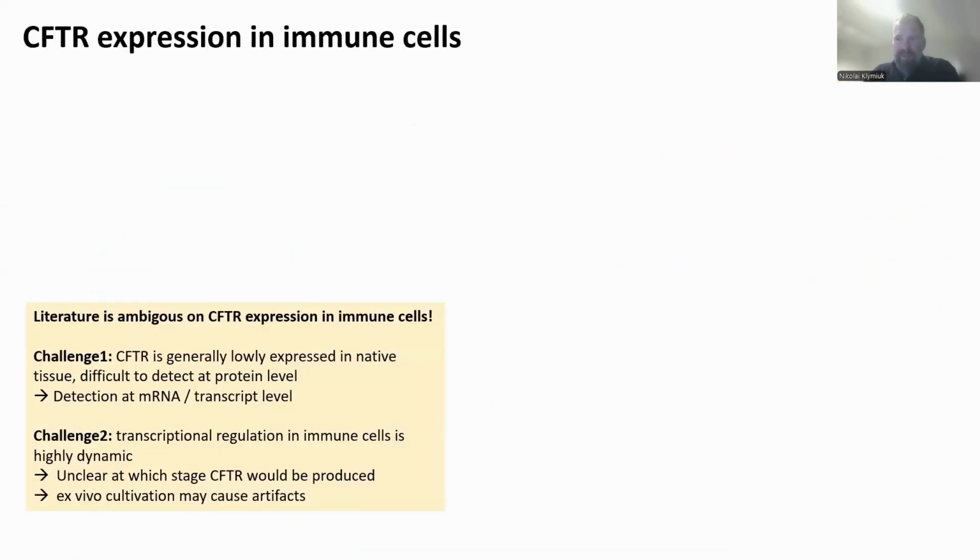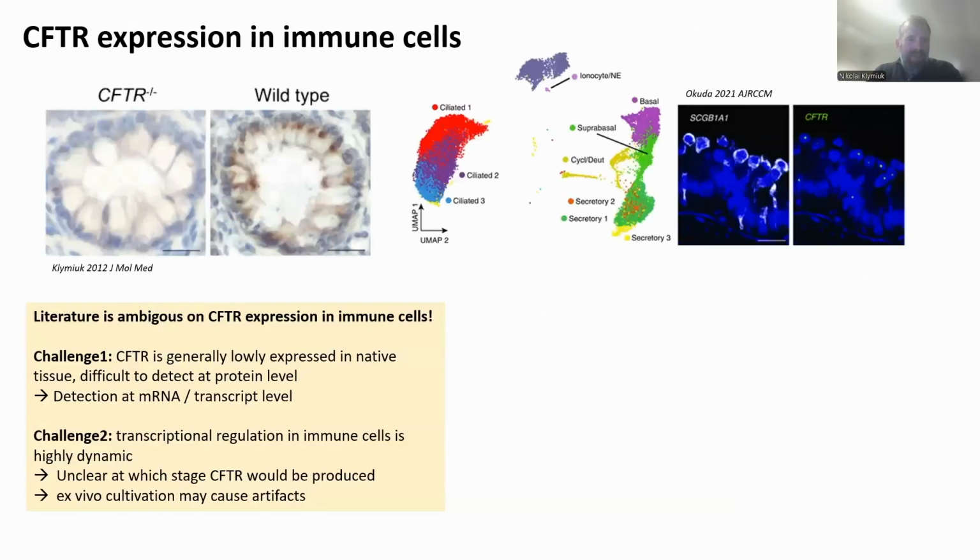The last question is a bit controversial, I have to admit. The question for CFTR expression in immune cells is compromised because the literature is ambiguous on CFTR expression. One of the major reasons is that CFTR is generally lowly expressed in native tissue. Effectively, we and others were only able to detect CFTR protein in classical histological sections in the intestine, but not in the lung.